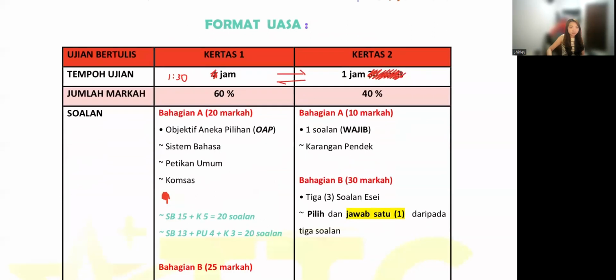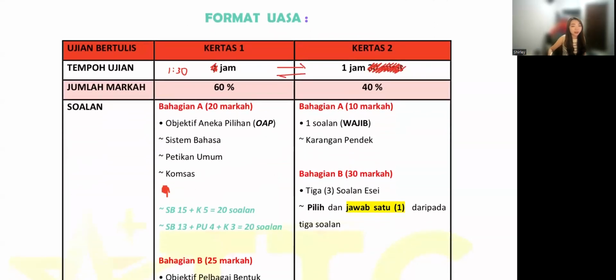Then after that, for your kertas satu, you will have 3 sections: bahagian A, bahagian B, dan juga bahagian C. Dalam bahagian A, yang ni objektif aneka pilihan, maksudnya multiple choice question. It is just A, B, C only. So this multiple choice question is split into 3 parts.